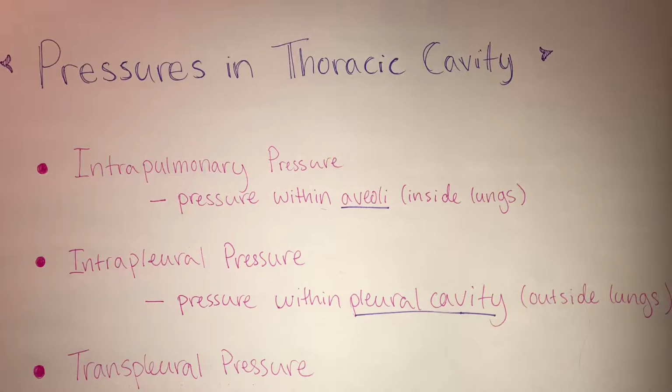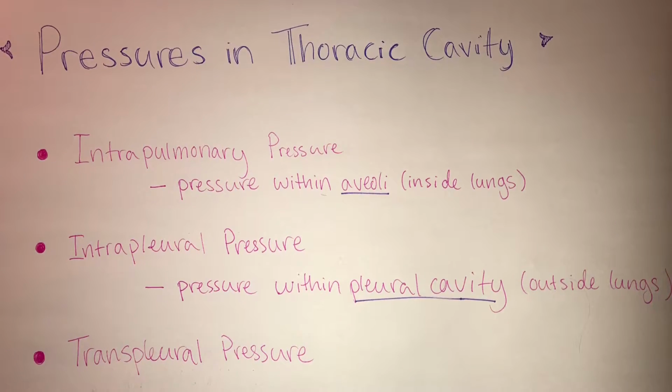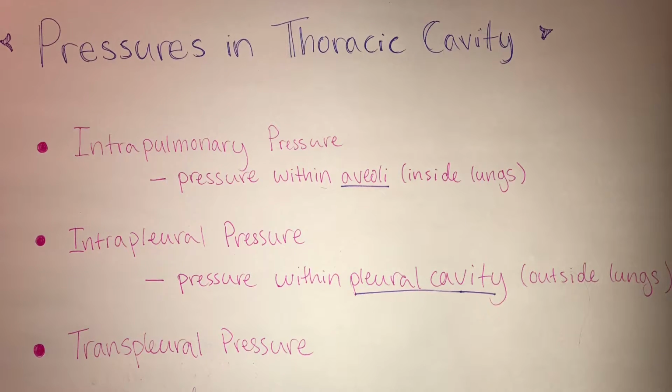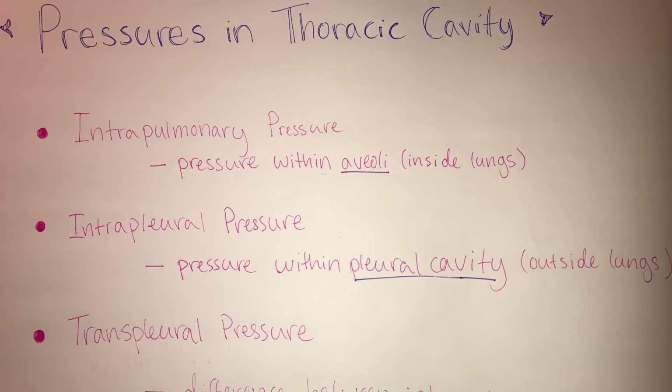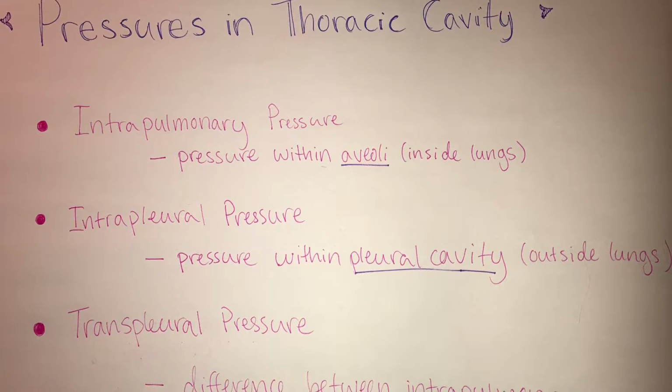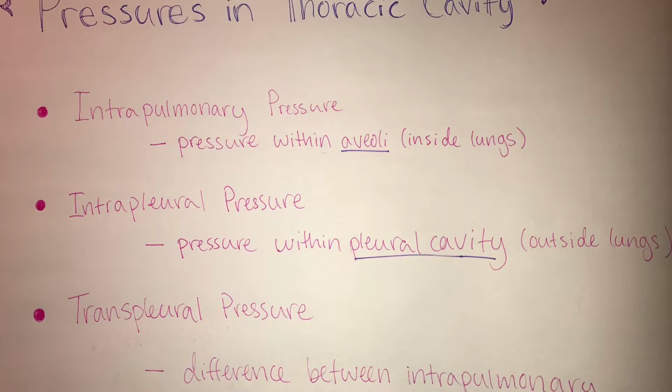Pressure relationships in the thoracic cavity. Intrapulmonary pressure is pressure within the alveoli inside the lungs. Basically, that's atmospheric pressure when between phases of inspiration and expiration, not breathing in and out.